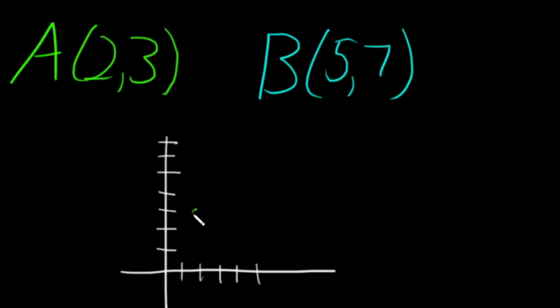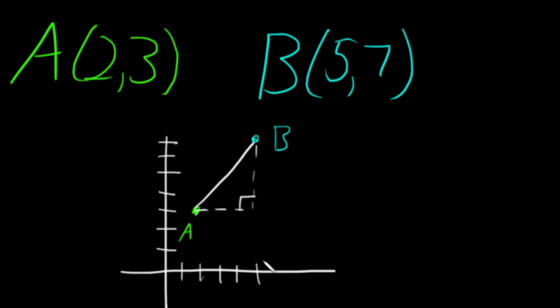Here we have point A at (2, 3) and B at (5, 7). The distance we're looking for is between the 2 points. So if we're not using the distance formula, what we can do is think of this line segment as the hypotenuse of a right triangle. So we can form a nice right triangle just like this.